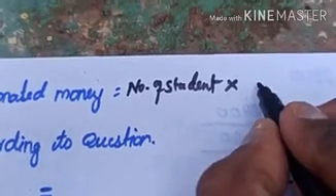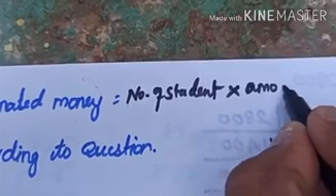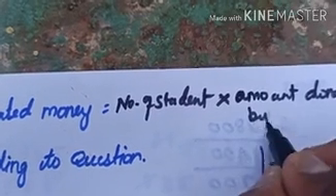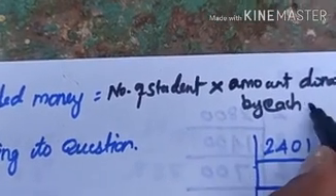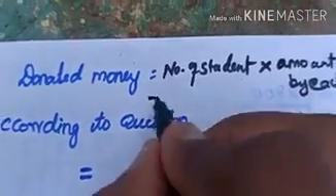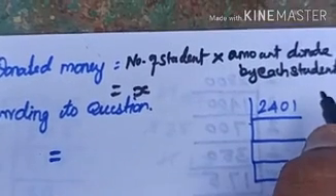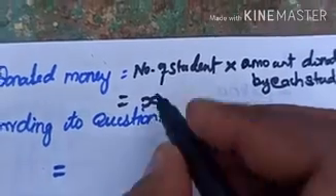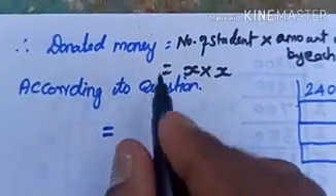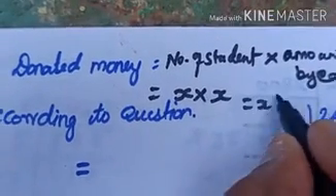into the amount donated by each student. So the number of students we know, that is x, and the amount donated by each student is the same as the number of students, so it is x into x. According to the question, the donated amount is x square. x into x is equal to x square.